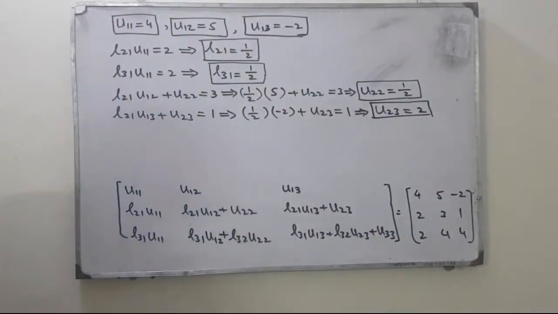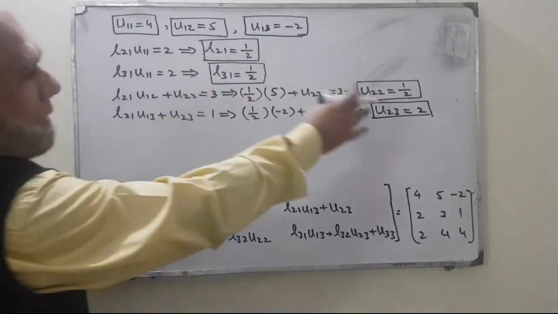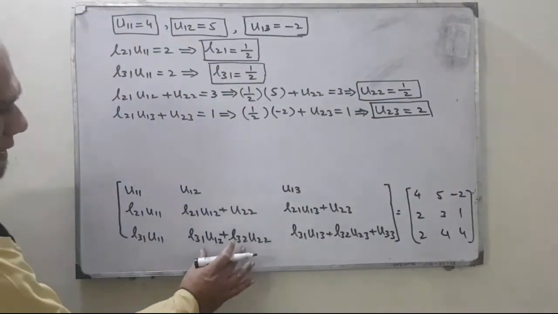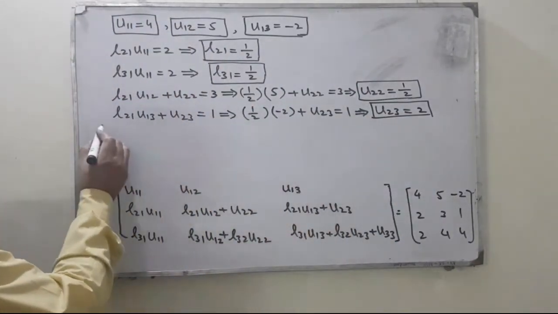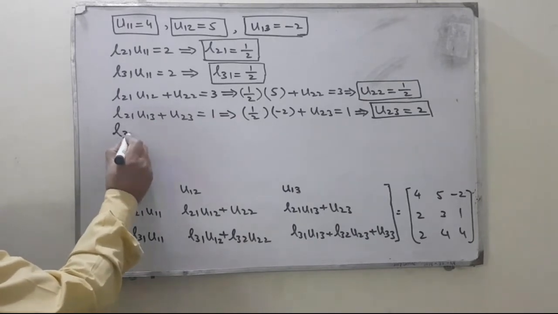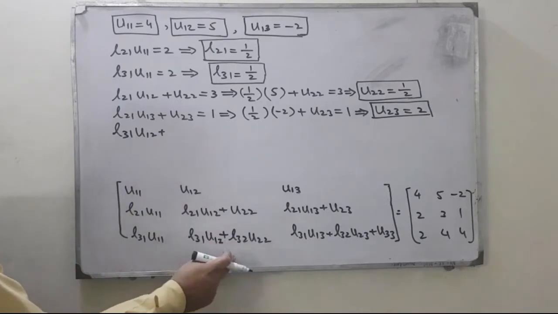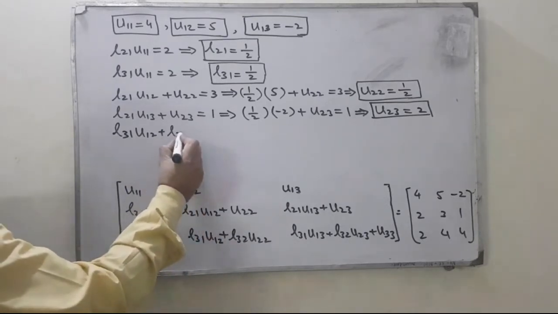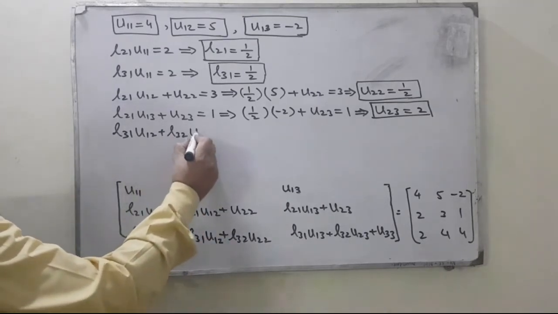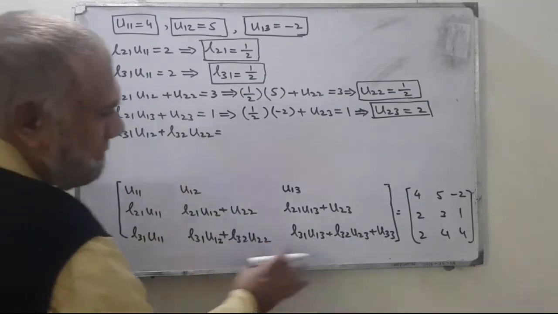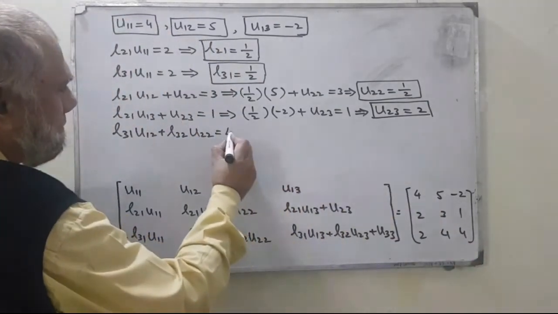Okay, so far we obtained 5 plus 2, 7 entries. Now we have 2 more entries to measure. So here we used L31 U12 plus, I'm using this quantity, plus L32 U22, and this will be equal to 4.